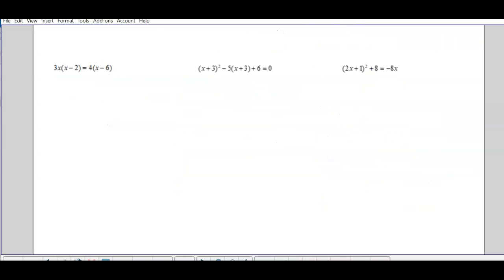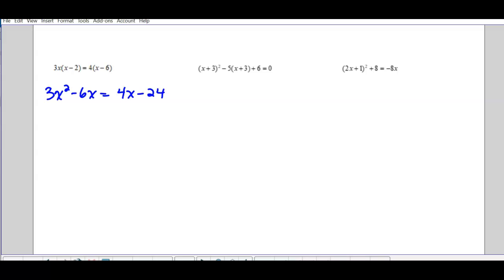Next ones, now we have a bunch with brackets in them. So take a look at the brackets. First of all, are the brackets exactly the same inside? If they are, then maybe you can do some factoring. But here they aren't, so I want to expand and get rid of the brackets. The only time we don't get rid of them is if they have the exact same expression inside of them.